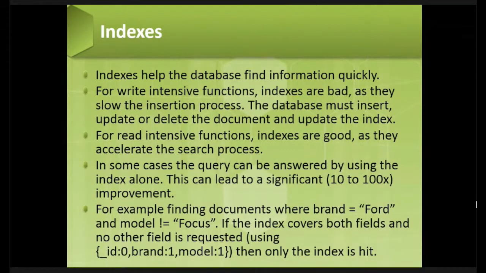For example, let's imagine we're creating documents where the brand and the model are stored. If we have an index that covers both fields, brand and model, and you use the following projection, which doesn't include the ID, with brand 1 and model 1, Mongo will only need to look at the index to respond to the query. This literally means that the database will not go to the document itself, it will not even go out to the hard drive and retrieve it. It answers the query directly from the index, and this is huge, 10 to 100 times greater performance when it comes to answering your queries.